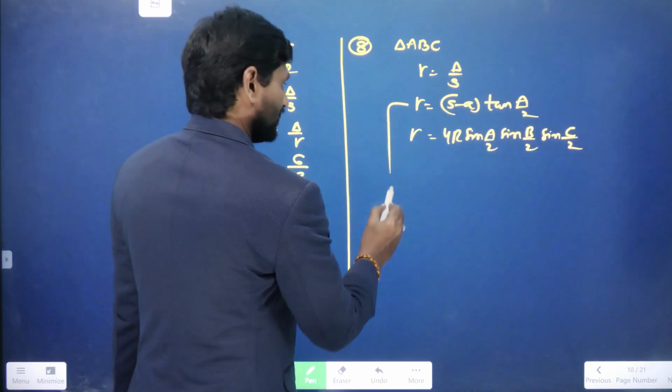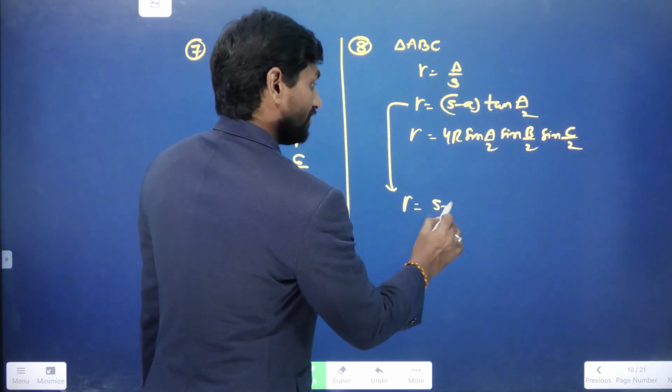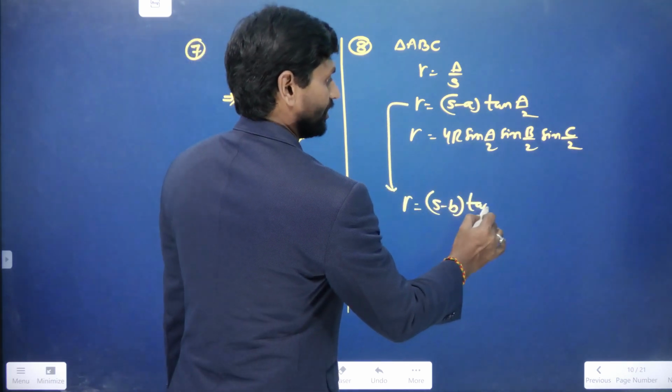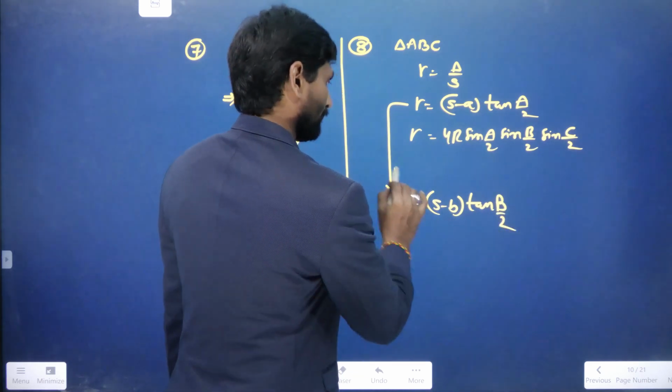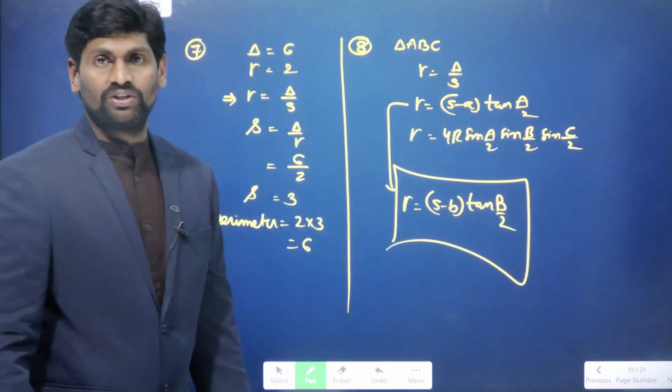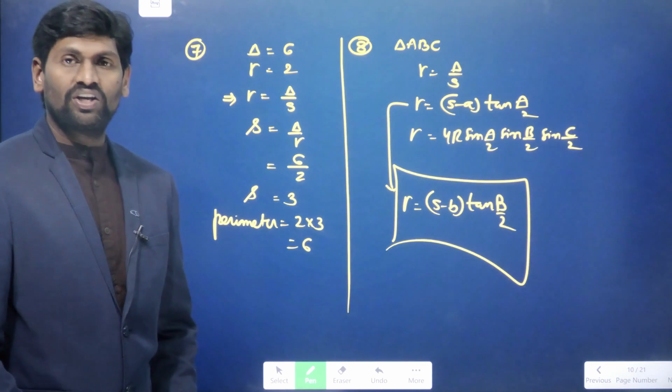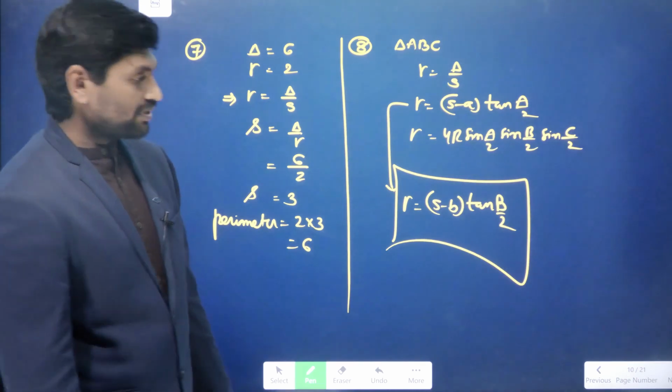But your given option is the second one, which is given as S minus b into tan B by 2. This is the formula you should select from it. Okay? So let us go to problem number 9.